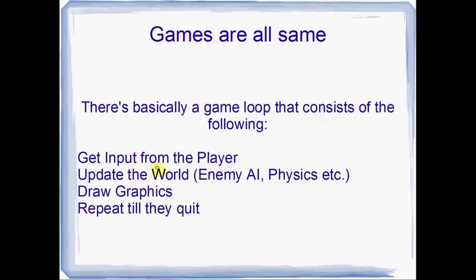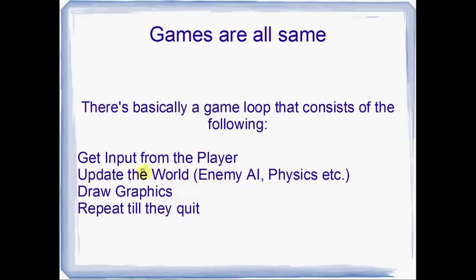So this is the basic game loop. We get input from the player. That's reading the keyboard, or where the mouse is, or the controller. Then we update the world, which means that we figure out what all the enemy AIs are supposed to be doing, the NPCs or non-player characters. And we help all the blocks to fall down if they're in mid-air, or we do the physics. Then we draw the graphics. And we repeat those 3 steps over and over again.